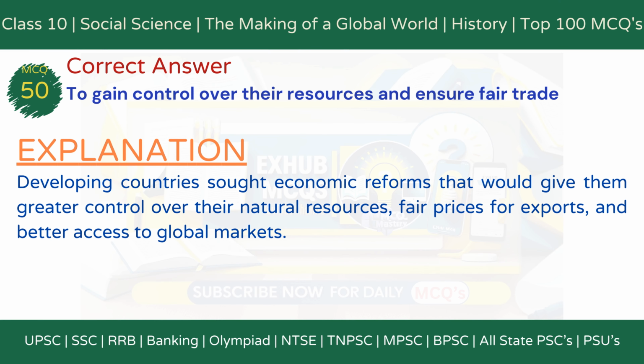The correct answer is Option B. To gain control over their resources and ensure fair trade. Explanation. Developing countries sought economic reforms that would give them greater control over their natural resources, fair prices for exports, and better access to global markets.